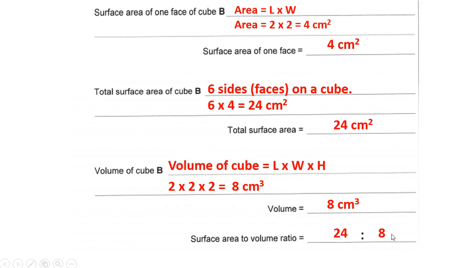Then we need to think about the greatest common factor to simplify this ratio. There are 3 8s that go into 24, and there's just 1 8 that goes into 8, so that gives us a simplified ratio of 3:1.